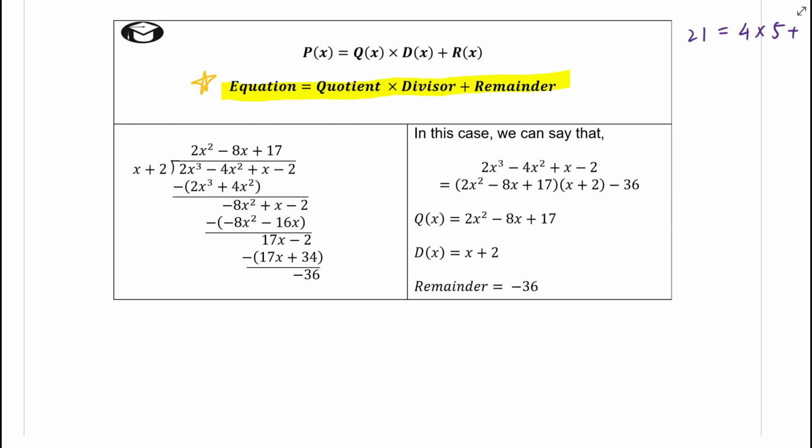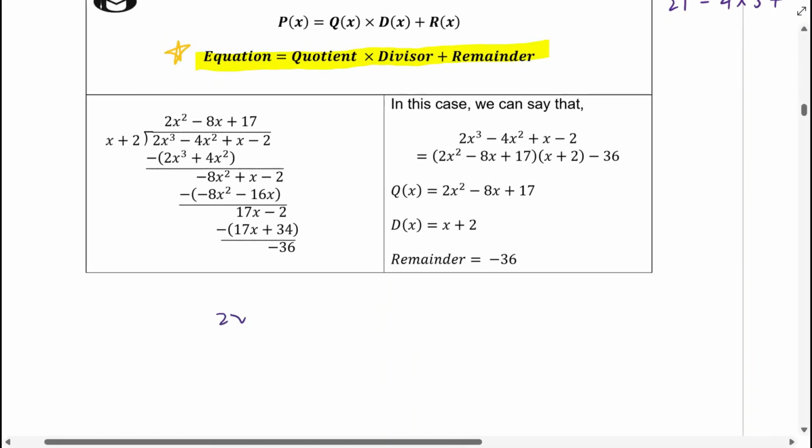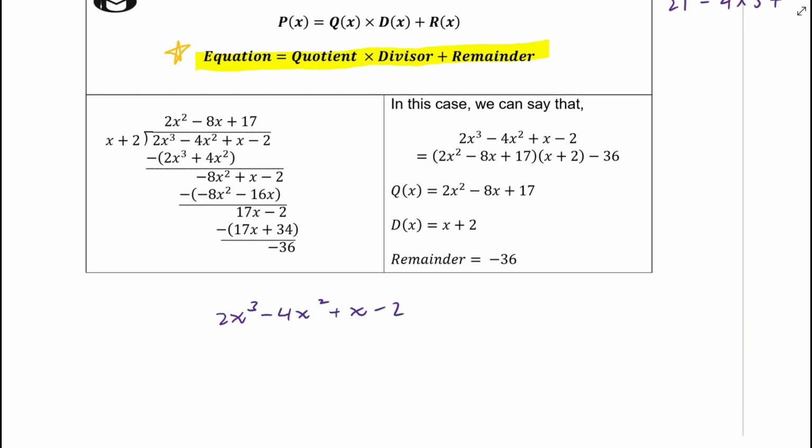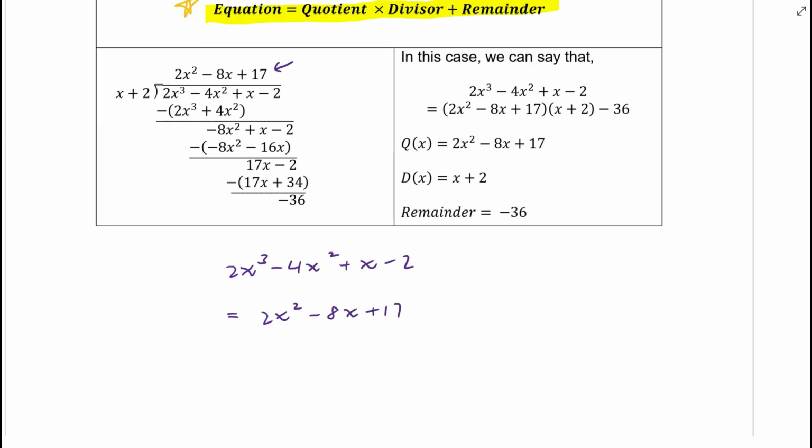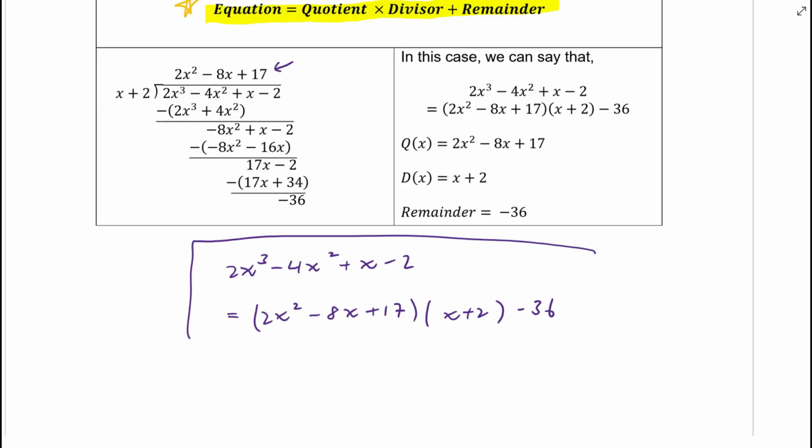So likewise, bring back our polynomial example. You have 2x cubed minus 4x squared plus x minus 2. Now we can express it as our quotient times divisor plus remainder. So quotient here, 2x squared minus 8x plus 17 times the divisor, x plus 2, and our remainder, negative 36. So this will be how we can express our polynomial.